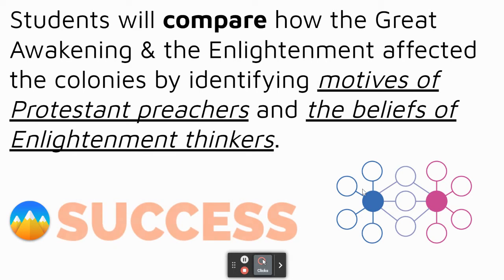So, the must do assignment here is to turn these notes into a double bubble comparison thinking map where you are comparing the motives. Okay, we said the motivations, the desires, some of you all said in class, of the Protestant preachers, and then the beliefs and motivations of Enlightenment thinkers. That's what we're comparing here in our thinking map.